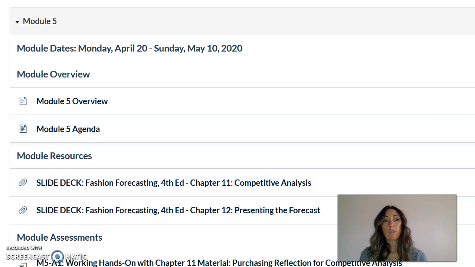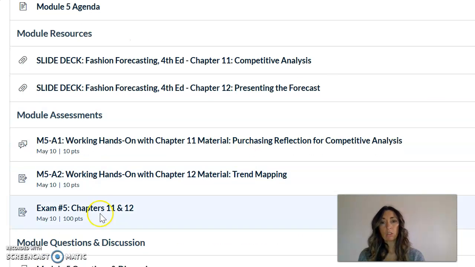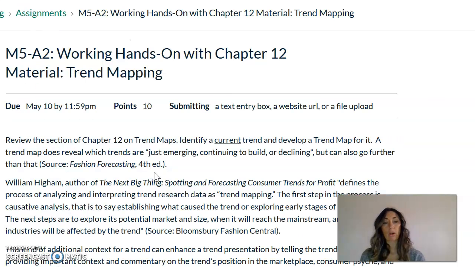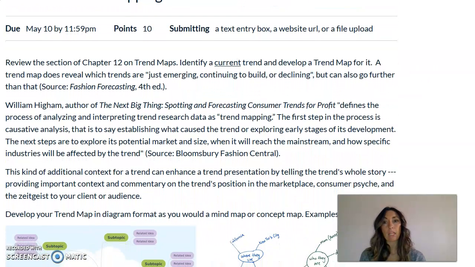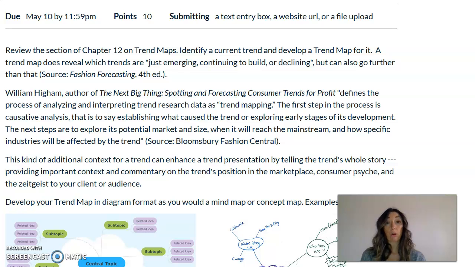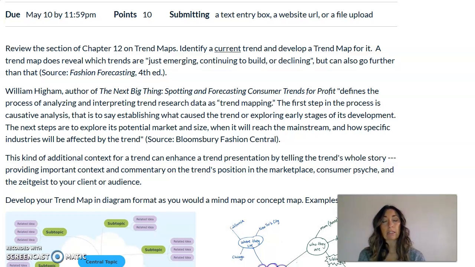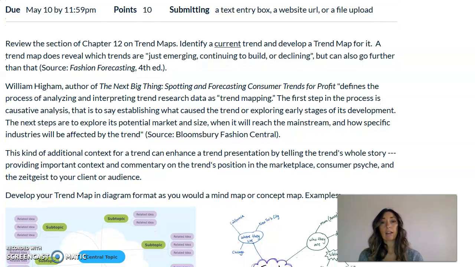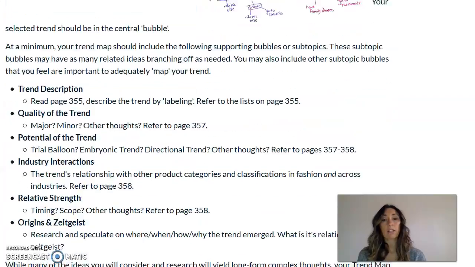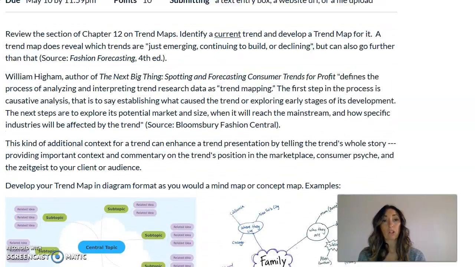Okay, the next assignment is individual. It's on chapter 12, and it looks at trend mapping. Trend mapping is an additional trend reporting tool that we haven't really discussed very much yet, and I think it's an important one because of the context it provides for a trend. So I'm asking you to review the section of chapter 12 on trend maps, and I give you quite a number of page references down below when we get into the specific instructions.